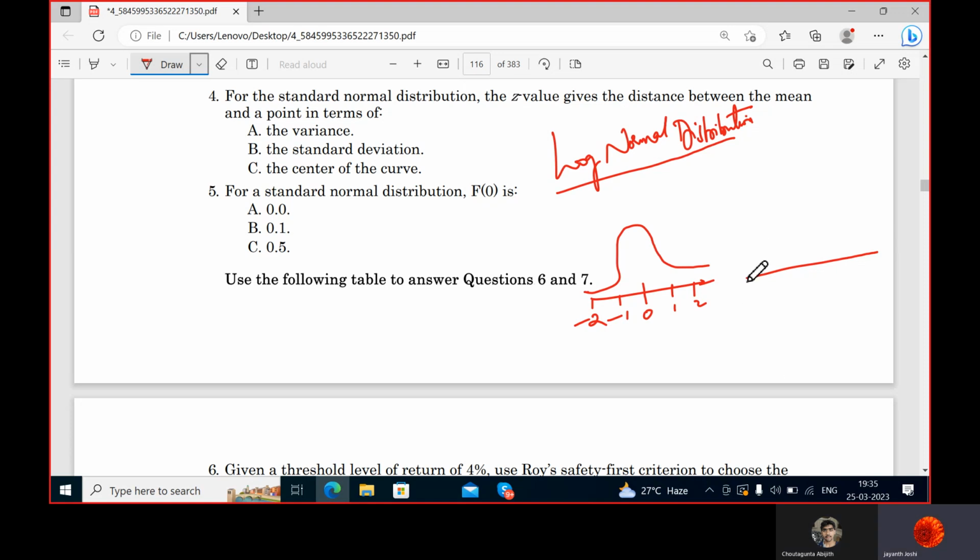Now the point is this particular log normal distribution starts from zero and it goes in this way. So now this is perfectly, you can understand, it's skewed, am I right? Yes, it's skewed, of course. It cannot take negative values.